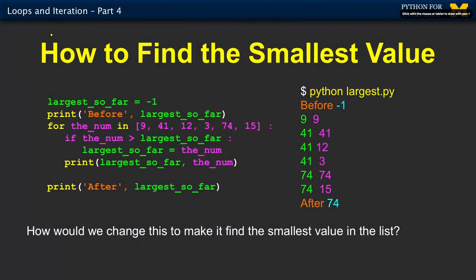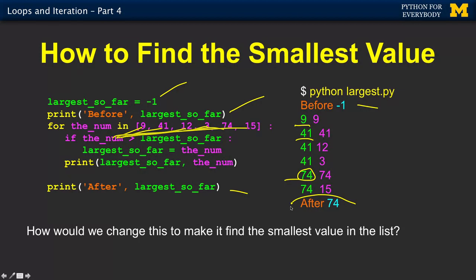Okay, so we have this variable called largest so far that we set to -1, and then we print it out, and it starts being -1. Then we go through this loop: 9, and the largest so far is 9, and then 41, we like that one better, and then 12, we don't like that, 3, we don't like that, 74, we keep that, and then 15 doesn't make any difference, and then it pops out, and we get 74. That is the largest, not the largest so far, but the largest you would get.